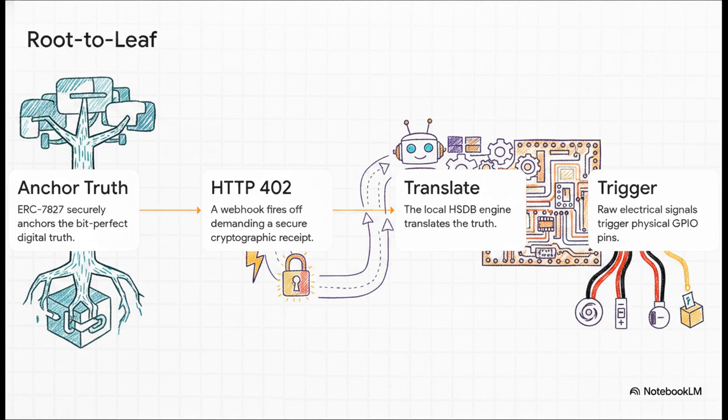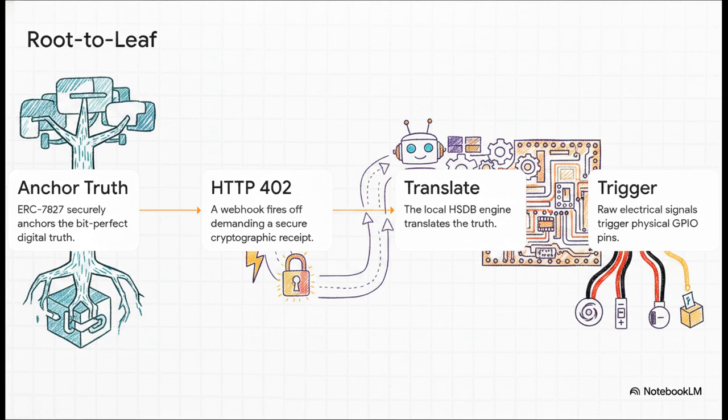Step 1. ERC-7827, our passive highway, securely anchors the bit-perfect digital truth at the root. Step 2. Instead of a heavy smart contract, a simple HTTP 402 webhook fires off, demanding a secure cryptographic receipt.